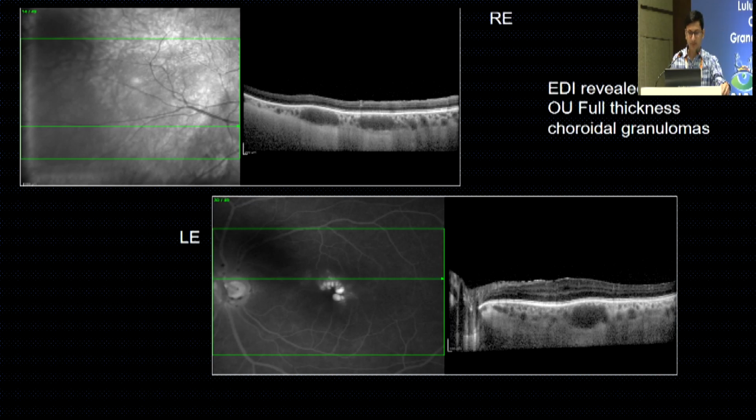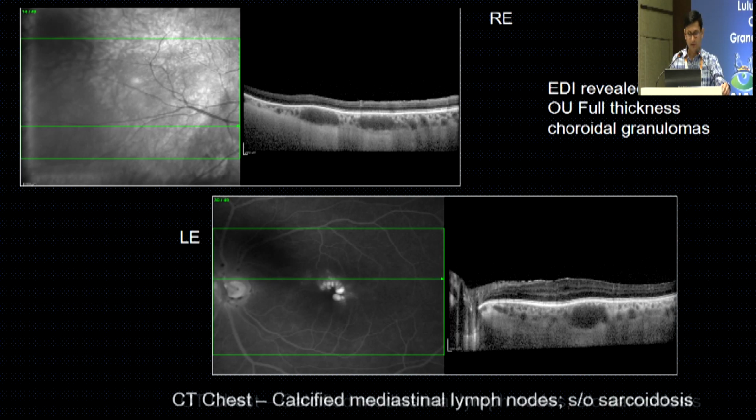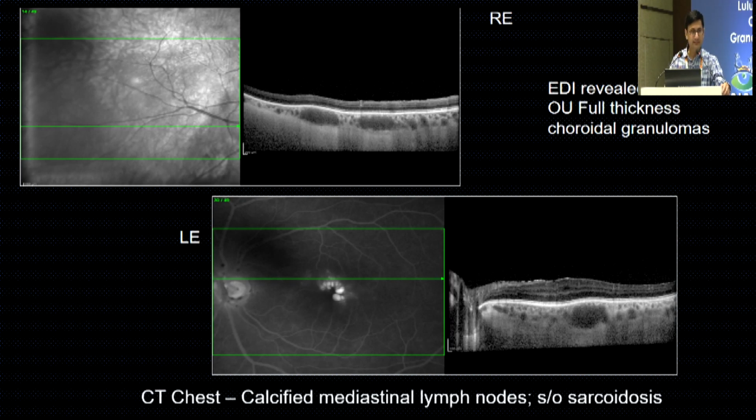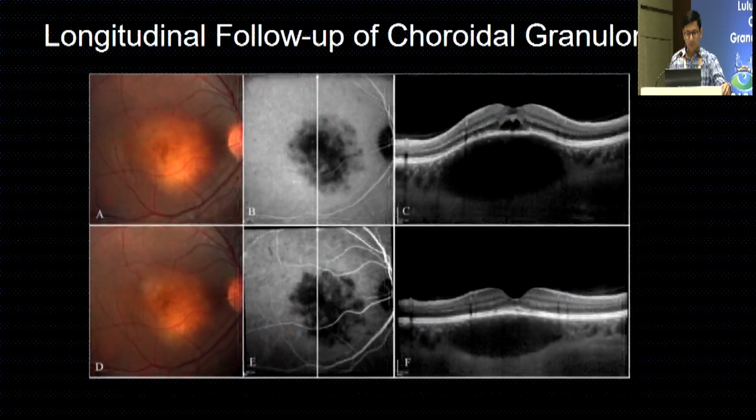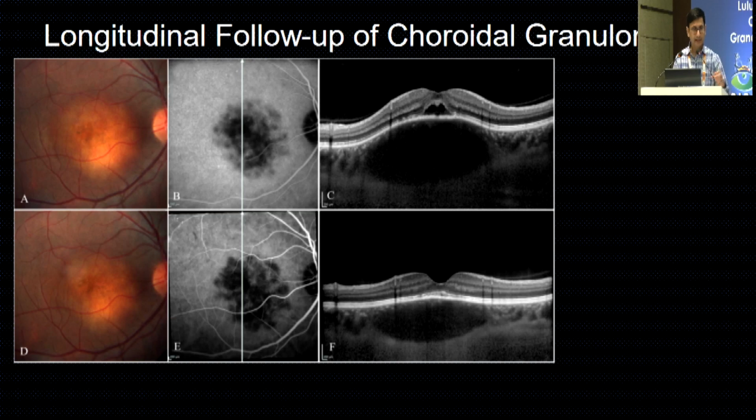So in this patient, you have a full thickness choroidal granuloma in the right eye, and the CT chest gives you calcified mediastinal nodes which are suggestive of sarcoidosis. So even the OCT looks very classic of sarcoid. You don't have the excess exudation or fluid accumulation that you would see in patients of TB. So when you use EDI OCT, you can monitor these granulomas on the EDI OCT.